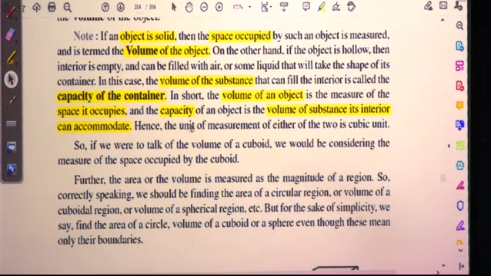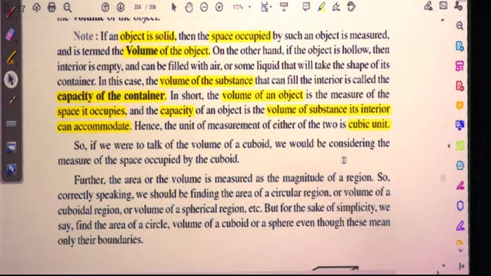Hence, the unit of measurement of either of the two is the cubic unit. What is the unit of measurement? Of volume it is the cubic unit, and either of the two means either of volume or of capacity. The unit of measurement is the cubic unit.